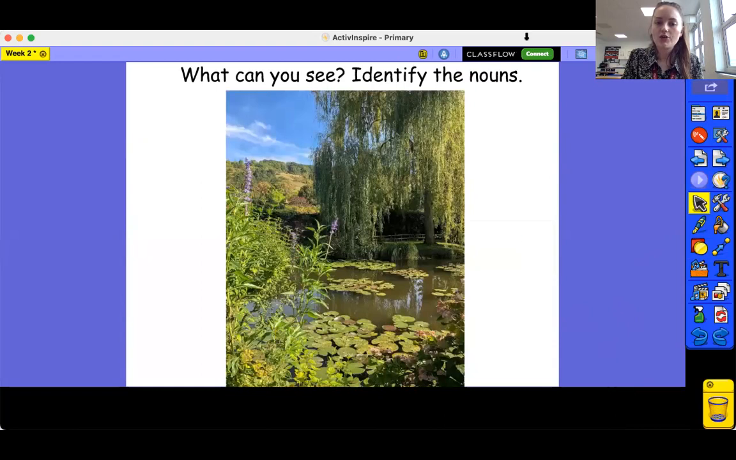Can you see any other nouns in this picture of the willow meeting the water? Are there any other things that you can see? Make a list on your piece of paper of all the different things that you can see in this picture. I can see the sky. I can see the water. I can see the willow tree. I can see leaves. What else can you see? Write down as many things as you can and pause the video.